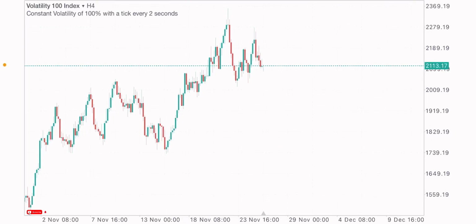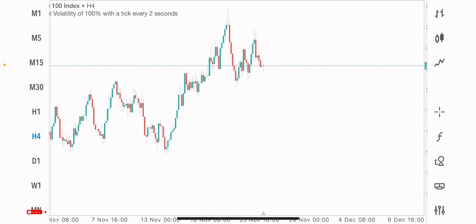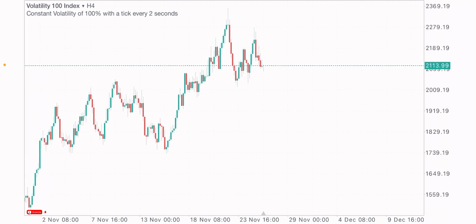I want us to analyze the Volatility 100 Index in today's video because I've seen a couple of good trade opportunities on this index. So I would want us to have a look at this index together. In today's video, we're having a market analysis on the Volatility 100 Index price action. Basically, we're analyzing from a higher time frame down to a lower time frame.